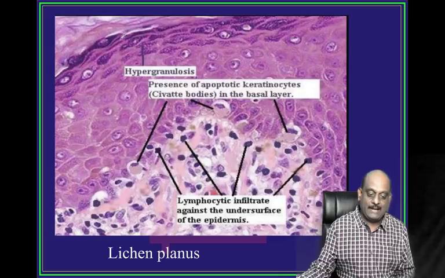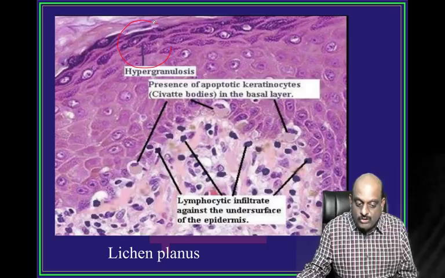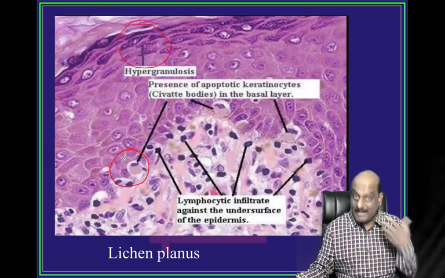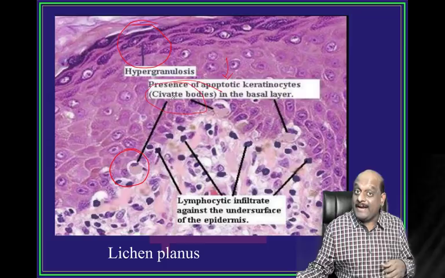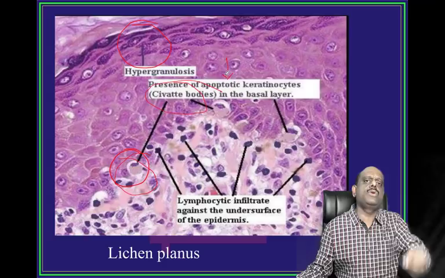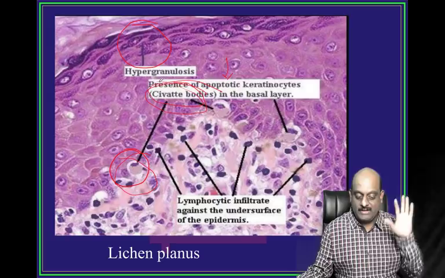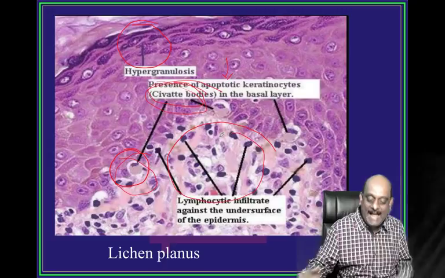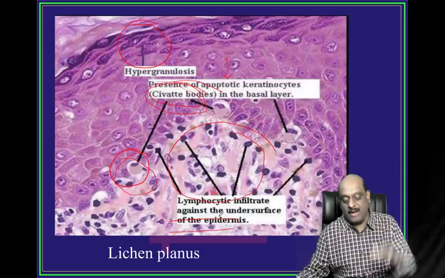Now doctor, this is hypergranulosis. These are the apoptotic keratinocytes. We are talking about lichen planus. Apoptotic keratinocyte, what do you call this, doctor? Civet bodies. Where do you find civet bodies? In the basal layer. So apoptotic keratinocytes in the basal layer in lichen planus are called civet bodies. And there is a band-like lymphocytic infiltration happening into the undersurface of the epidermis. This is the histological hallmark of lichen planus is what you need to remember.